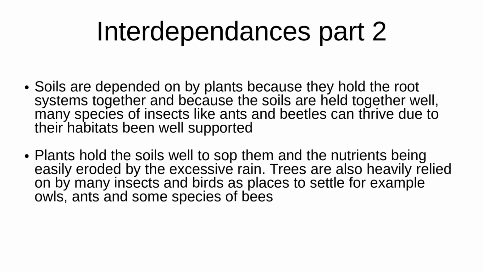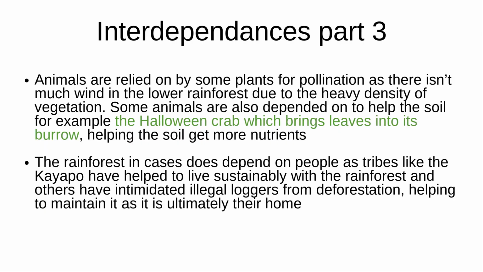Soils are depended on by plants because they hold the root systems together, and because the soils are held together well, many species of insects like ants and beetles can thrive due to their habitats being well supported. Plants hold the soils well to stop them and the nutrients being easily eroded by the excessive rain. Trees are also heavily relied on by many insects and birds as places to settle, for example, owls, ants, and some species of bees. Animals are relied on by some plants for pollination, as there isn't much wind in the lower rainforest due to the heavy density of vegetation.